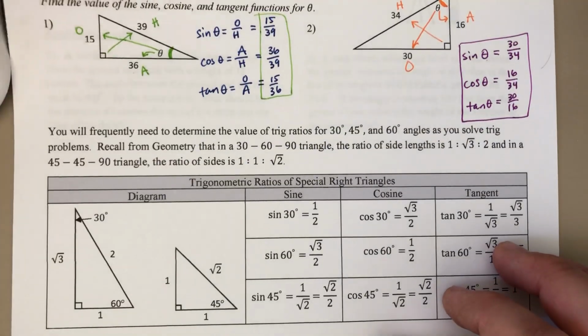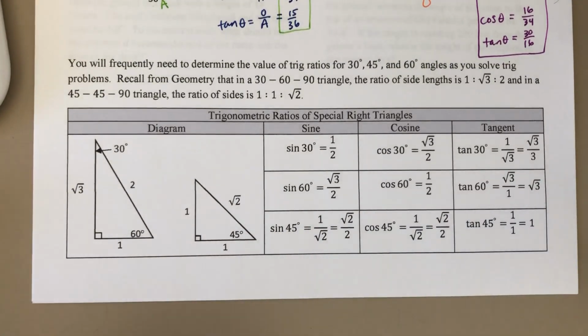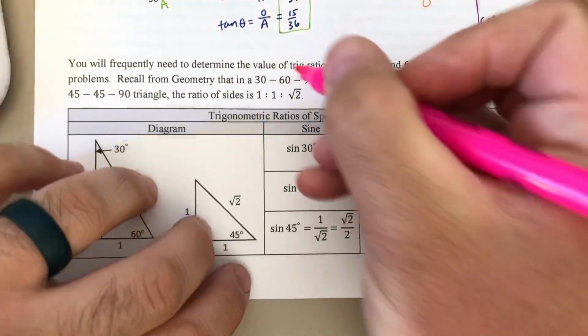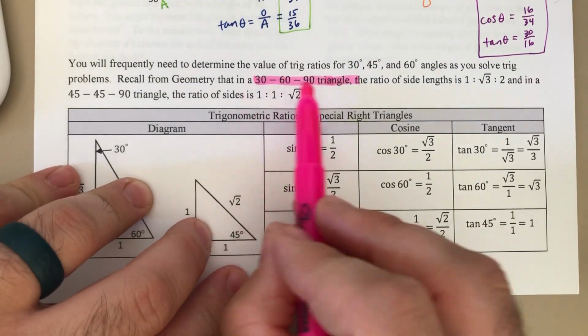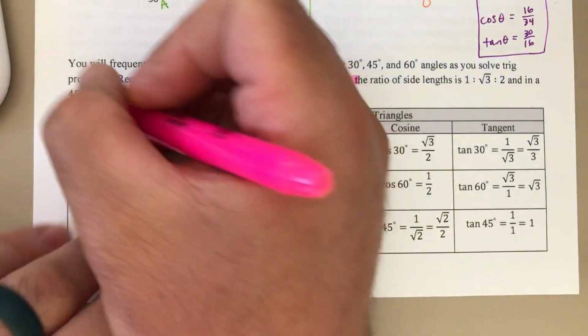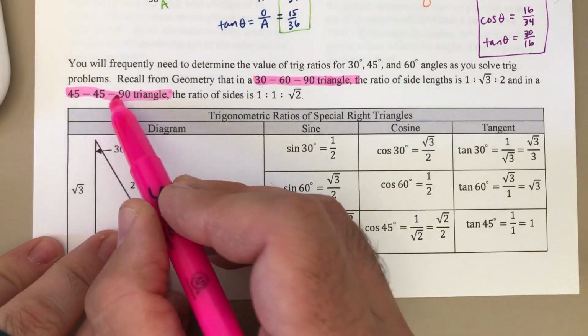Something else we did last year is we talked about special right triangles. The special right triangles are the 30-60-90 triangle, which is in reference to the angles: a 30-degree angle, a 60-degree angle, and a 90-degree angle. And then we also had the 45-45-90 triangle, with two 45-degree angles and a 90-degree angle.